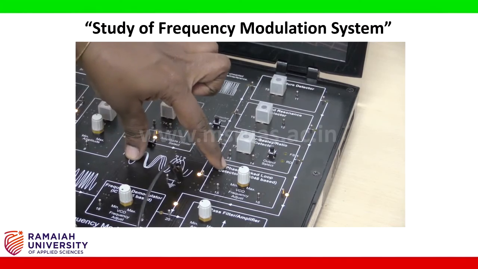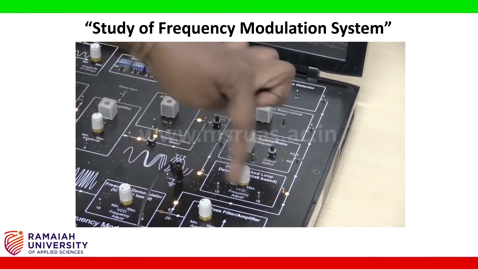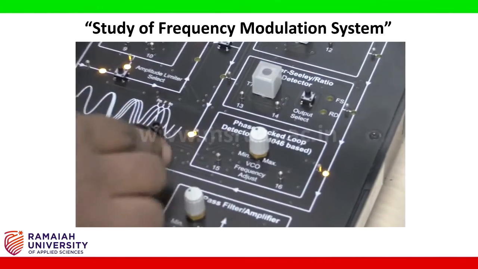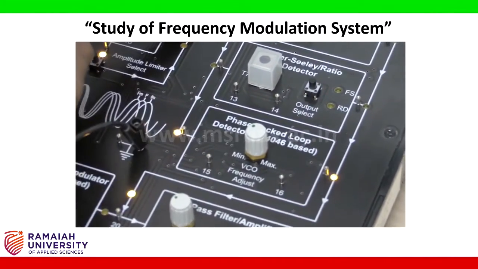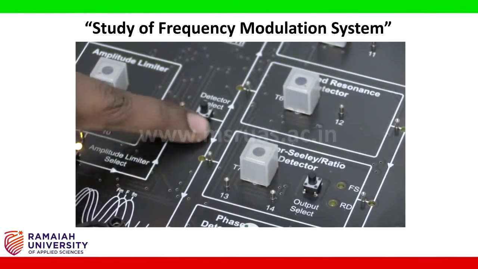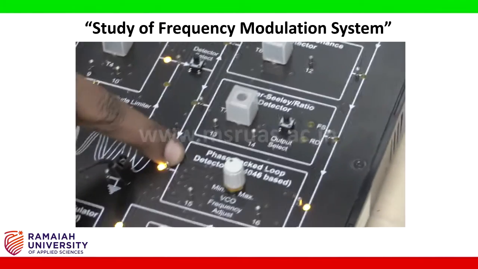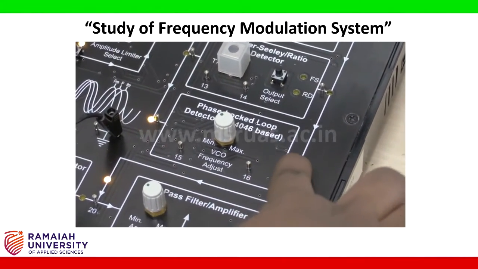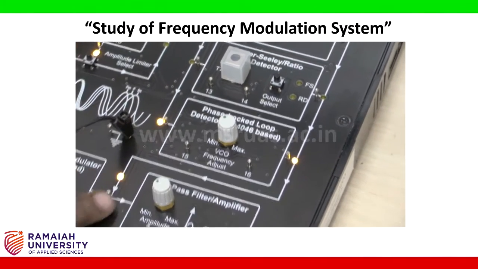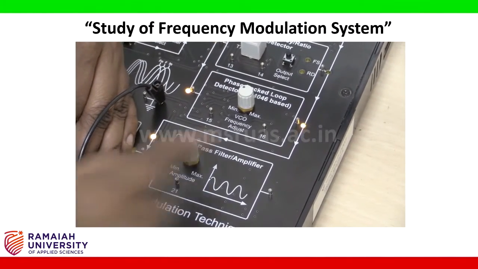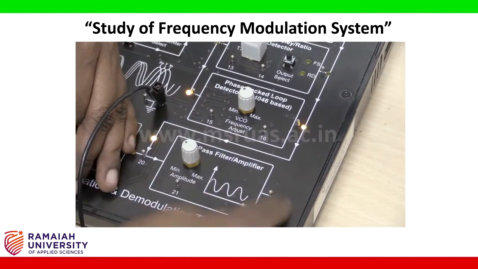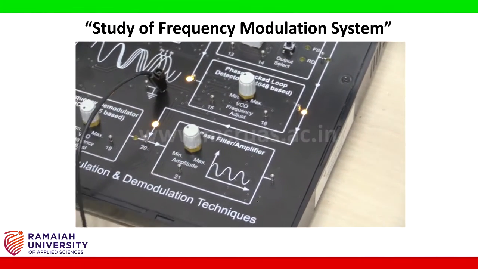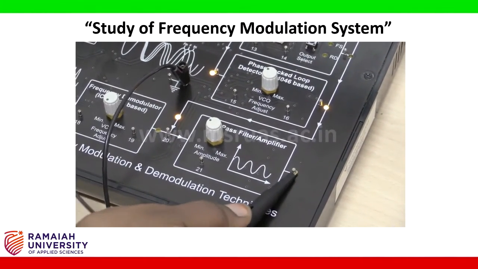We go to the phase locked loop detector, and the output of the FM is going to the phase locked loop, and then the output is available here, and then it goes to a low pass filter and an amplifier stage. This is an audio amplifier. Now we connect our output here.